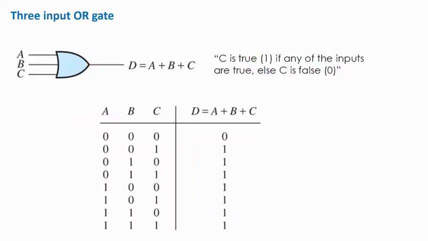You can extend the same concept of the OR gate to any n number of inputs. Again, same thing, the OR gate works like that. If one of the inputs is high, the output will be high, and the output will be off or low if all of the inputs are low. So that's the main concept of the OR gate.